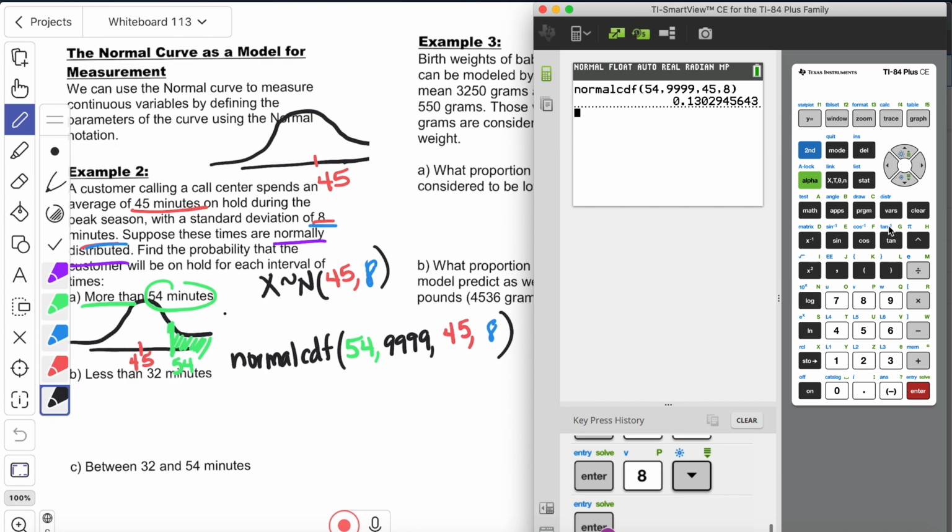So that means that this area right here is 0.130. It's about 13% of the area to that side. That makes sense because it should be lower than 50% because we don't even have the mean covered in this.